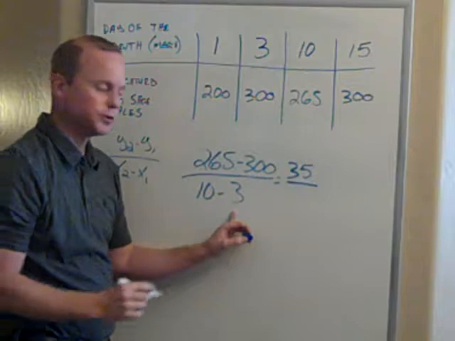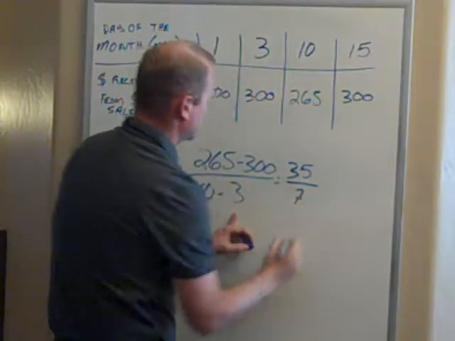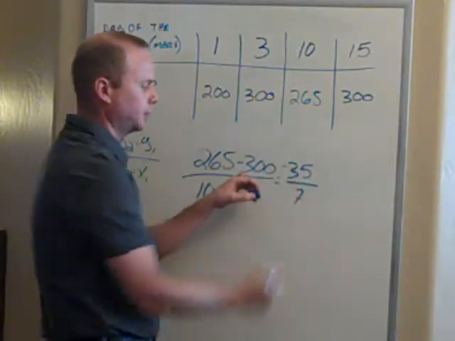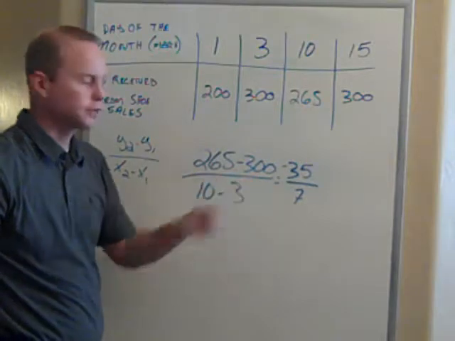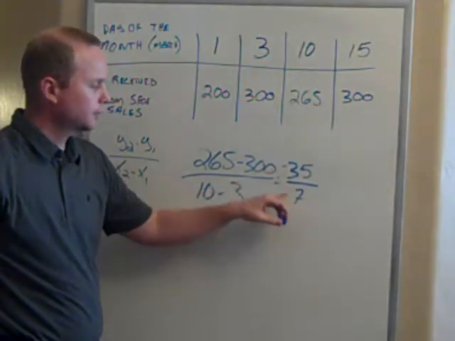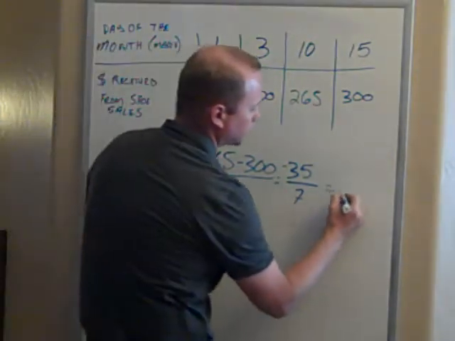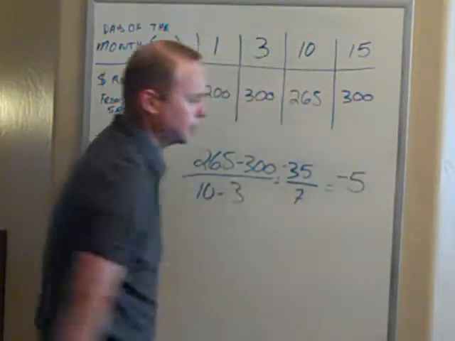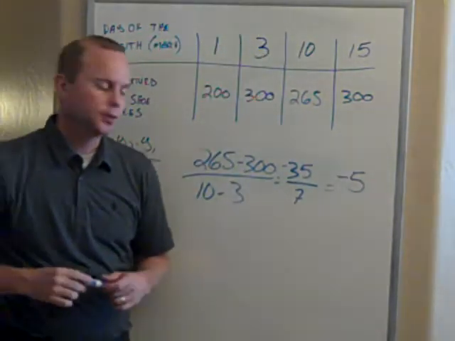So 265 minus 300 is 35 over 10 minus 3 is 7. Excuse me, this one should be a negative 35. Okay, 265 minus 300 should be negative 35. Negative 35 divided by 7 is negative 5. Now I'll ask you for the practical meaning on that as well.